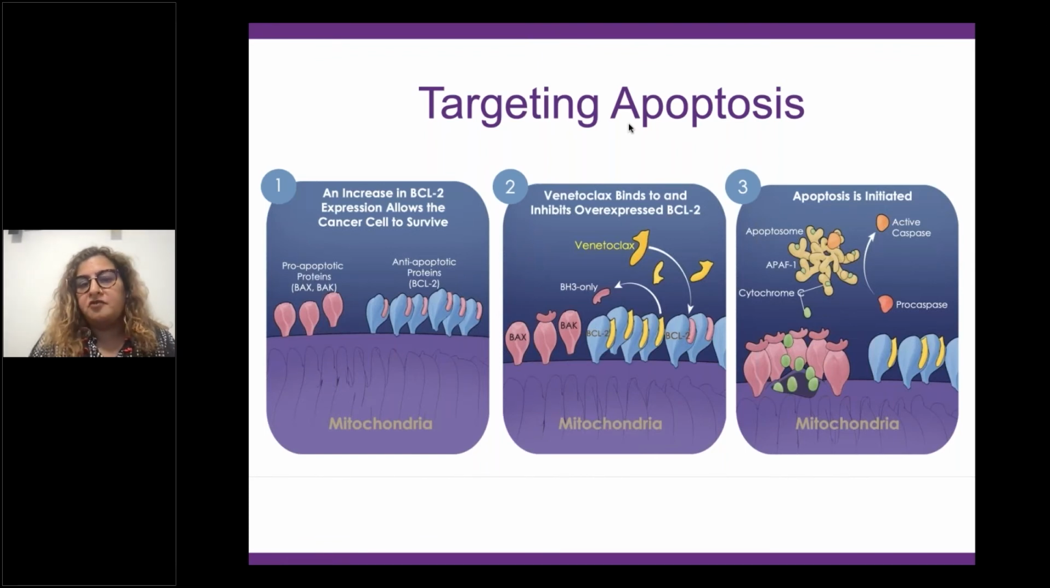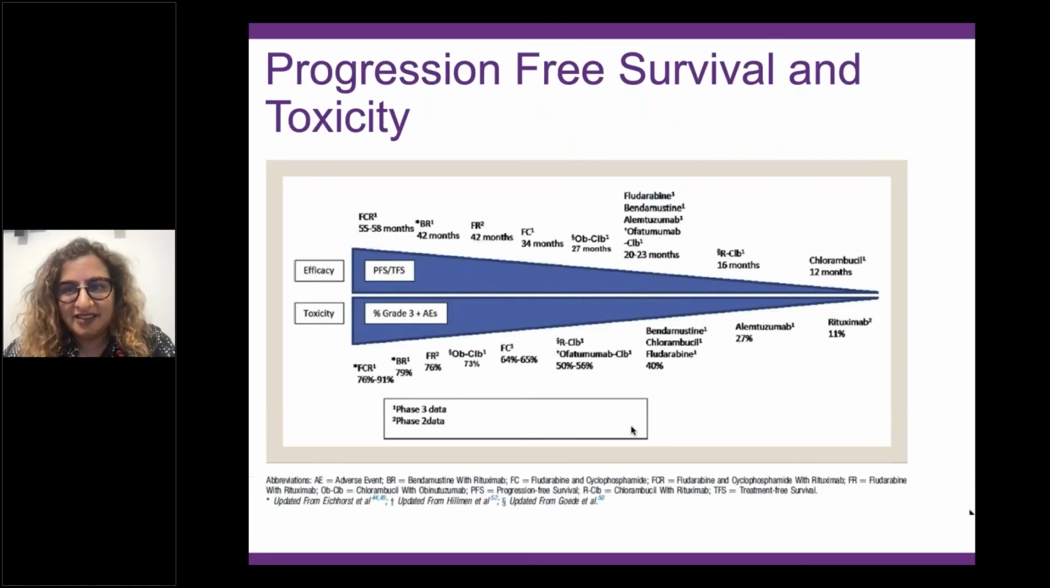And then what we saw was patients who were on the venetoclax and obinutuzumab arm actually have a better progression-free survival. And this data was just updated over the course of the summer, and 74% of patients continue to have a 48-month progression-free survival, compared to the patients who were on chlorambucil and obinutuzumab.